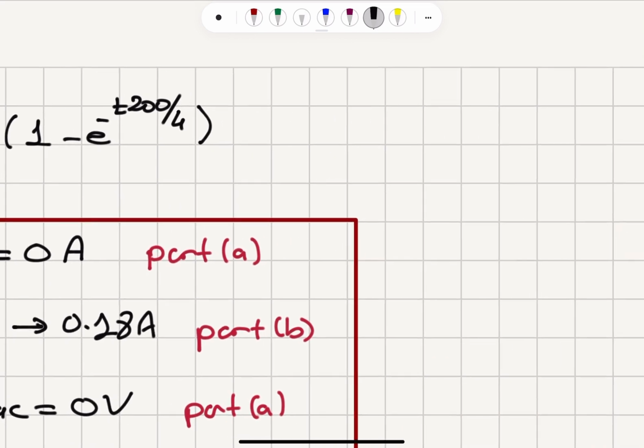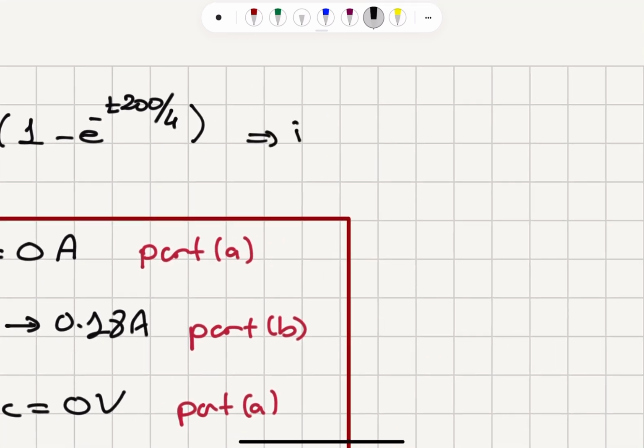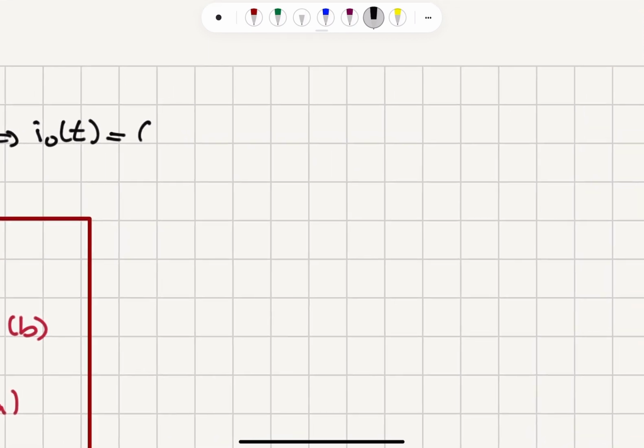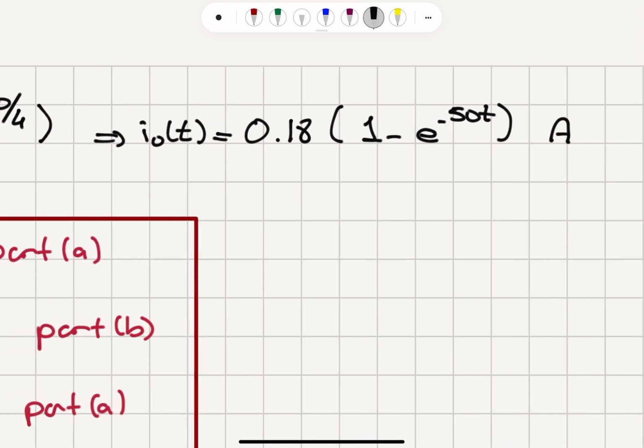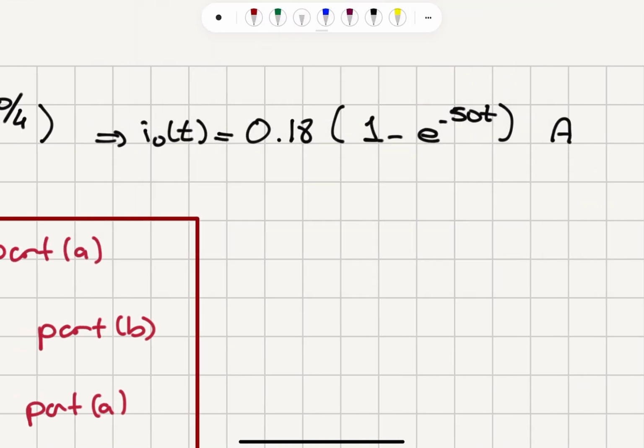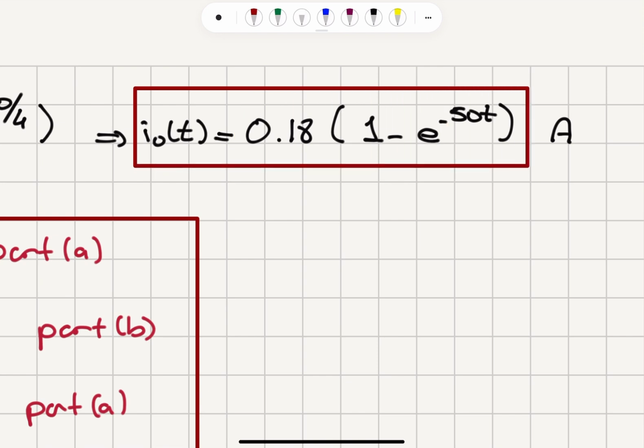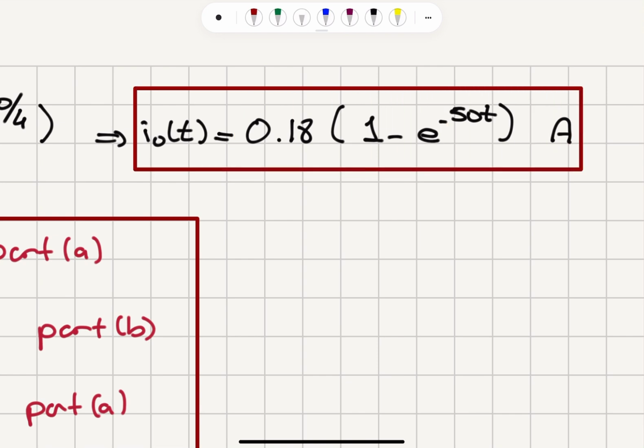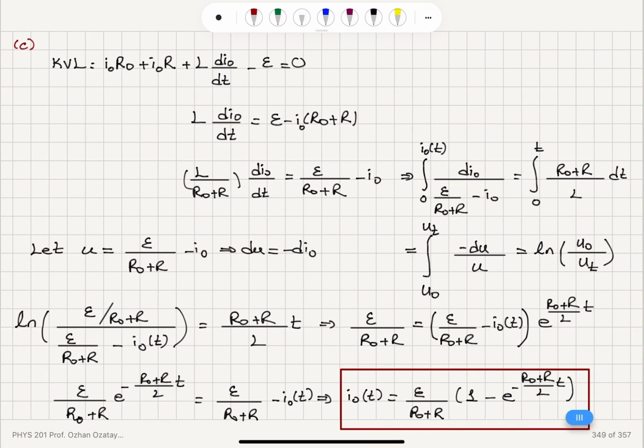So this will give me the final answer for I0 as a function of time to be 0.18 times (1 minus e to the minus 50t) in amperes. Time is in seconds, the current is in amperes. So that's my final answer.